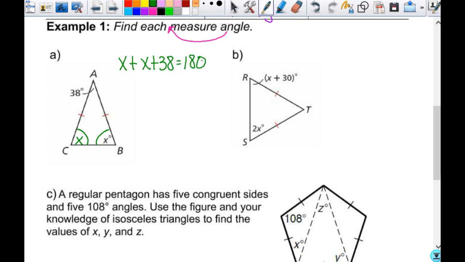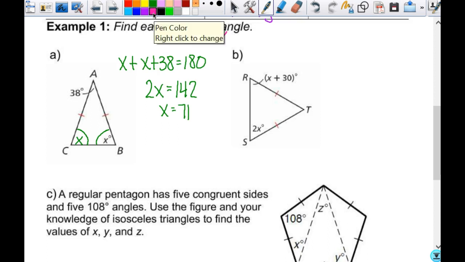So first step, zero work, you just plug it in. Then you can skip steps, and that's fine. So I can say 2x equals, I can go ahead and subtract that 38, 142. So x equals 71. Does x equal 71 degrees? No. Am I done? No, because it didn't say solve for x. I have to find the measure of each angle. Well, they gave me that one. I don't need that one.